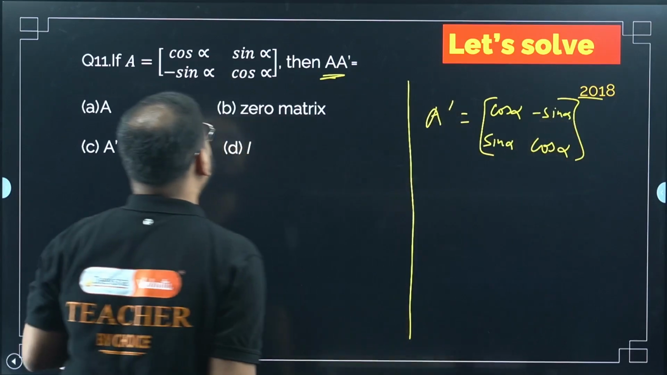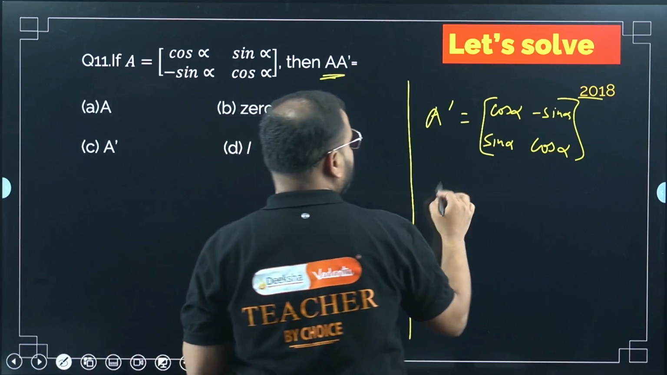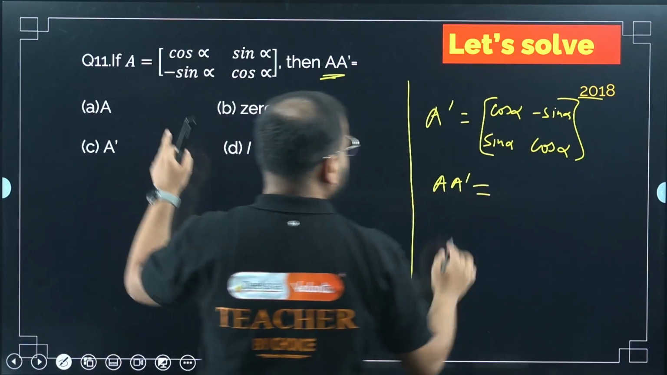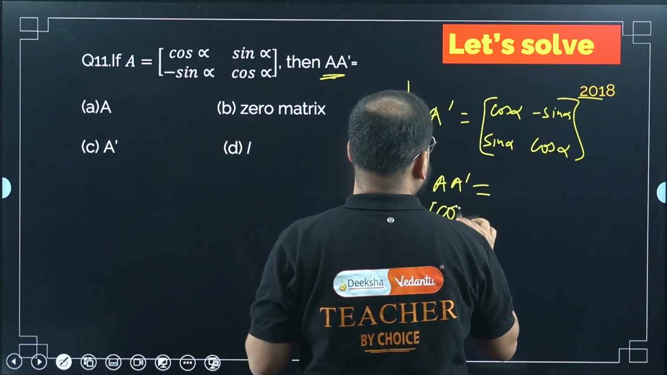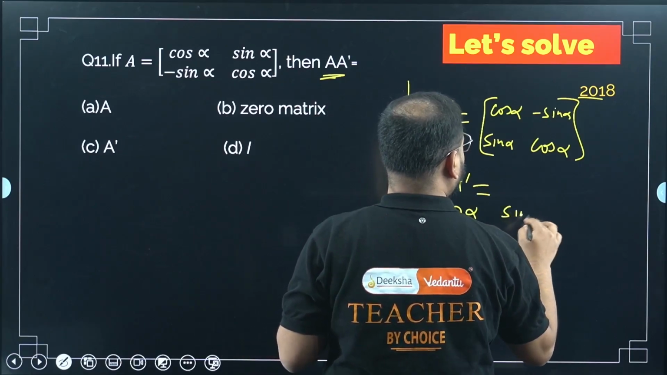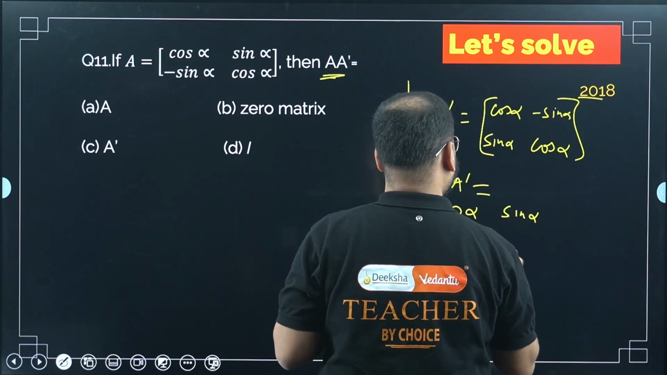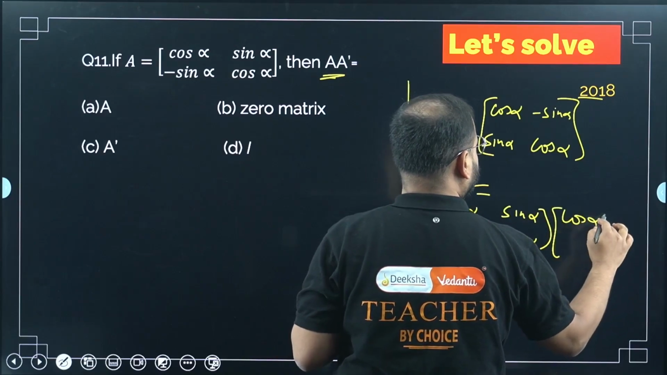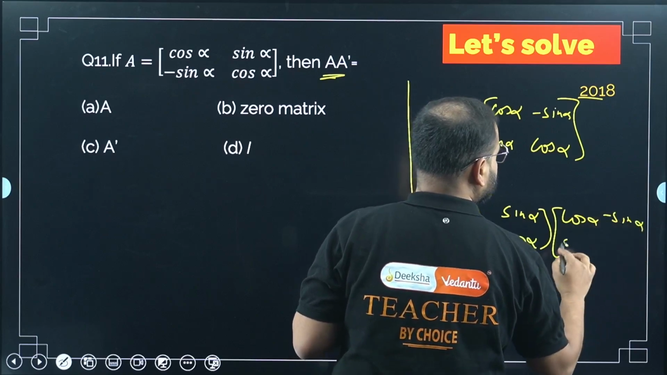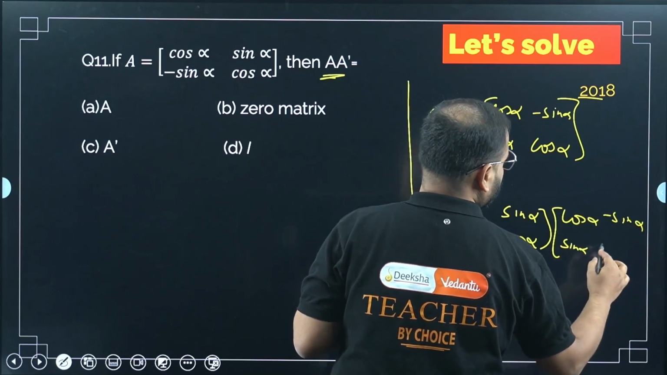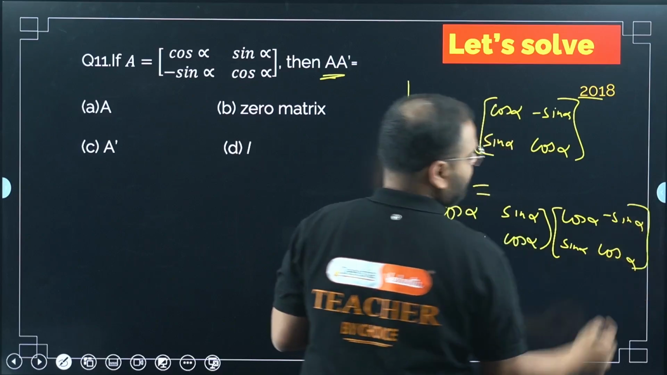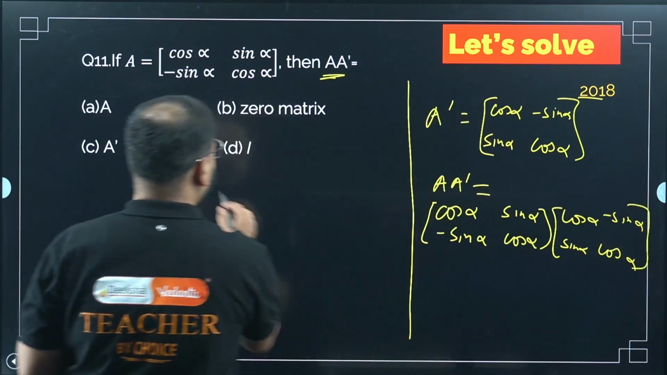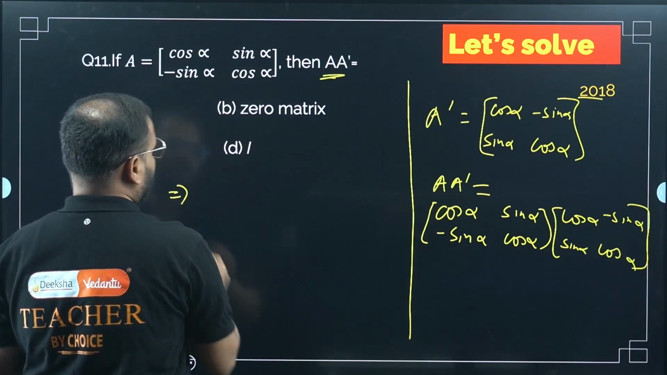They are asking us to multiply this, right? What were they asking to multiply? A dash. How will this look like? Please write it here. So this will be cos alpha, sin alpha, minus sin alpha, cos alpha with cos alpha, minus sin alpha with cos alpha. Matrix is complete, correct? Yes, sir, it's complete. Now let's do the multiplication over here. How will it look like?